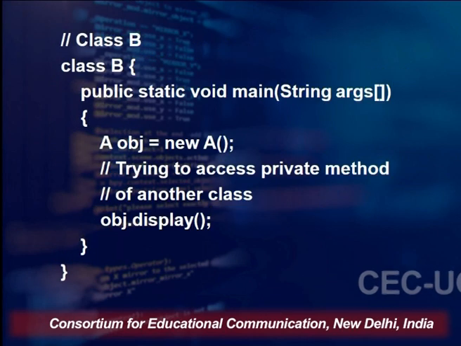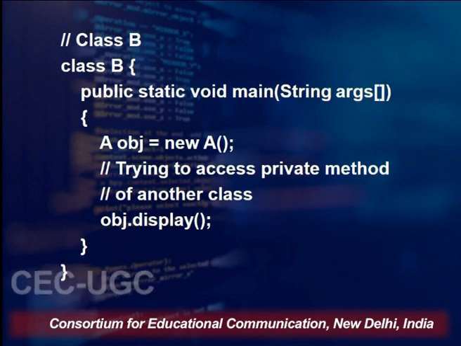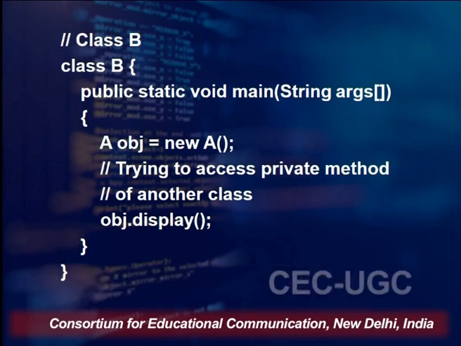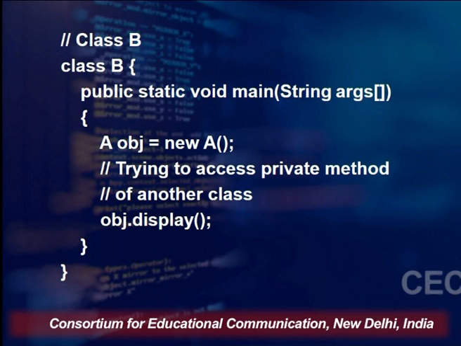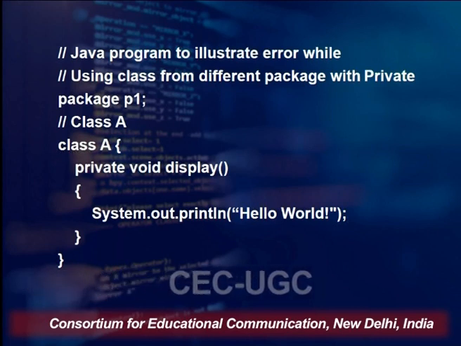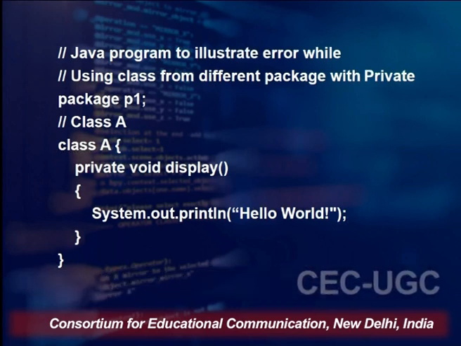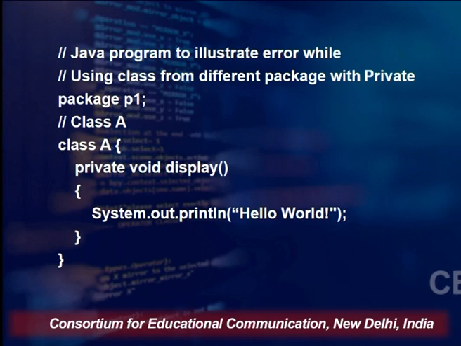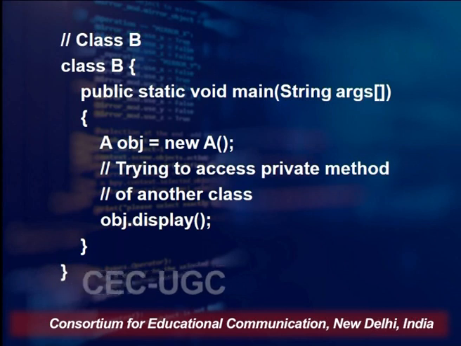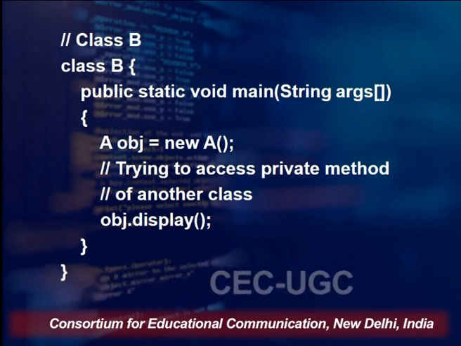And within the same package, I have not changed the package here, I am going to define one more class B. Again this class is having default access specifier, but this class B is actually a part of this package P1 because this is written within the same package. And now this class B, through its main method, is trying to access the private method of another class.